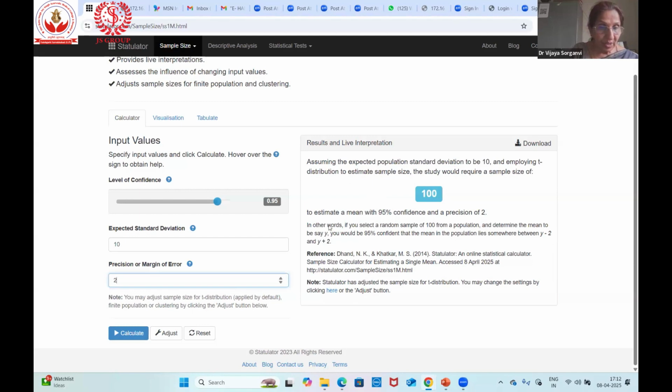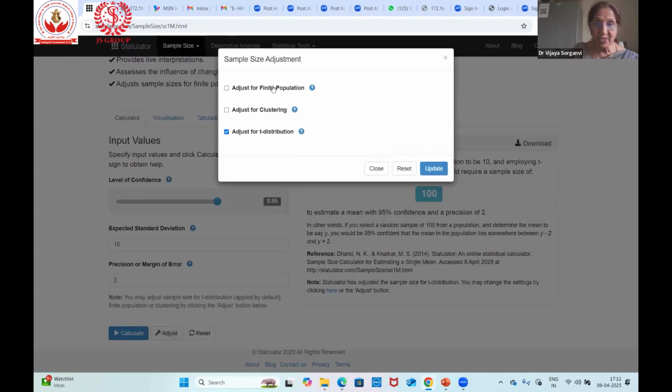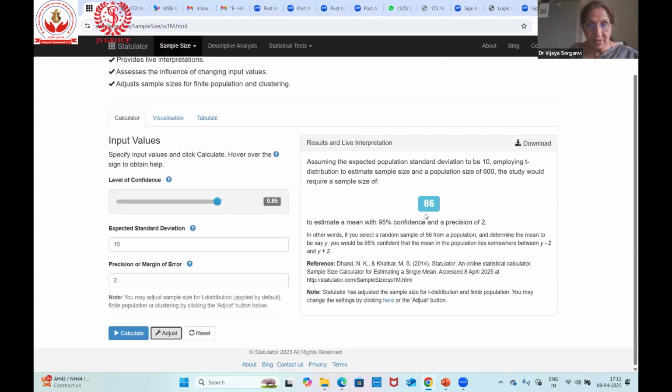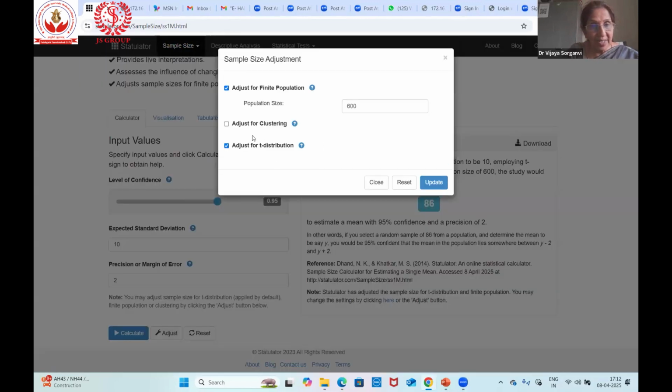Okay. So again, adjustment is there here. Adjust for finite population. If you have a total population of 600, you adjust it and update it. With 600, our sample size reduces to 86. Then again adjust, add.